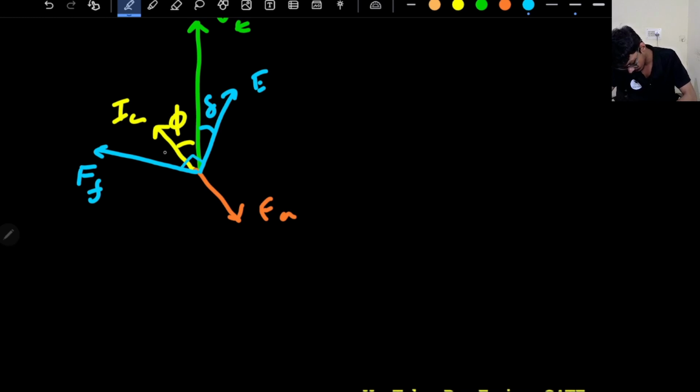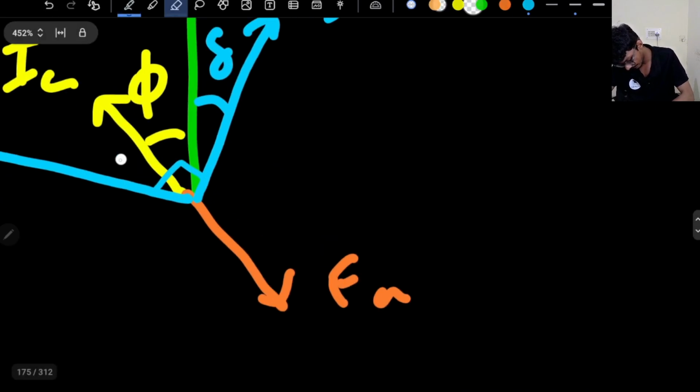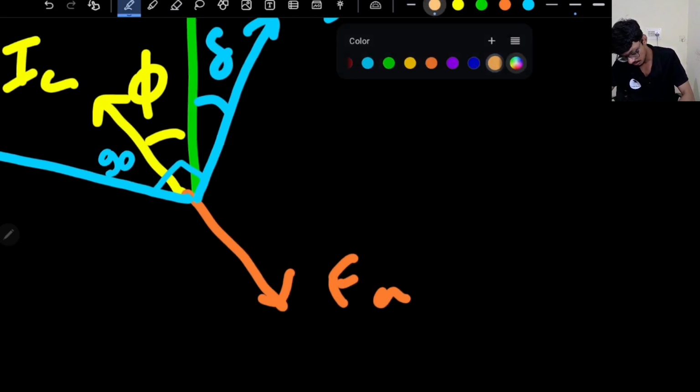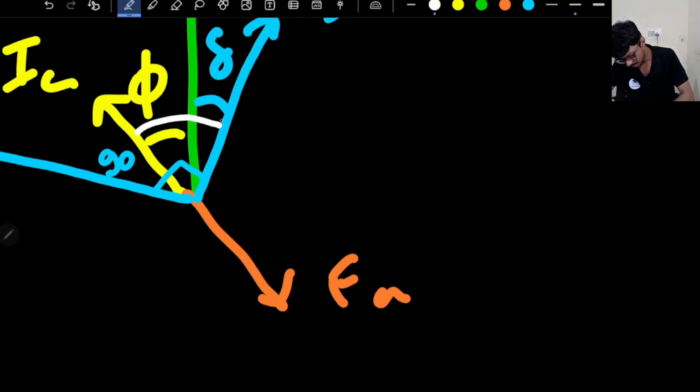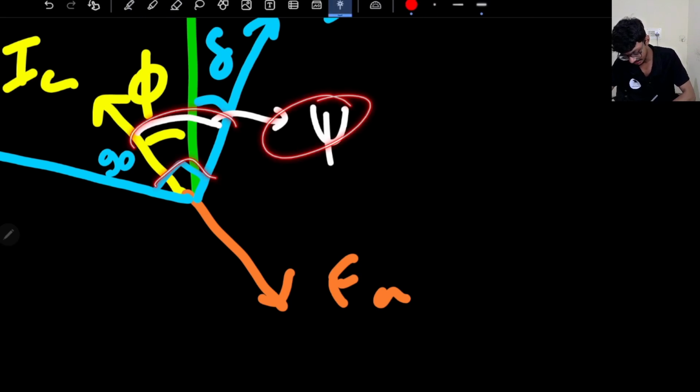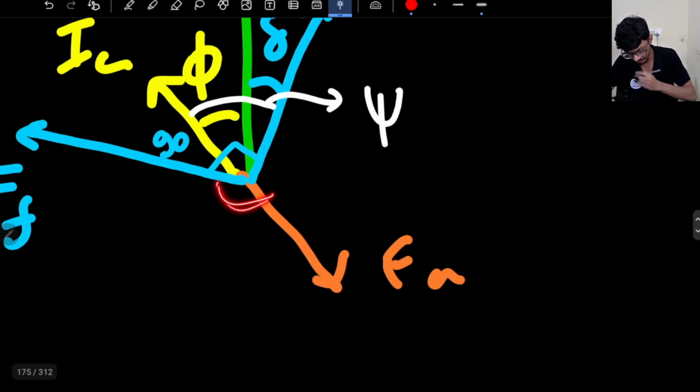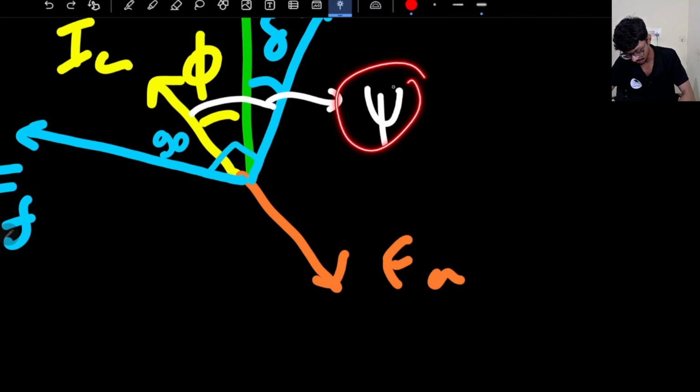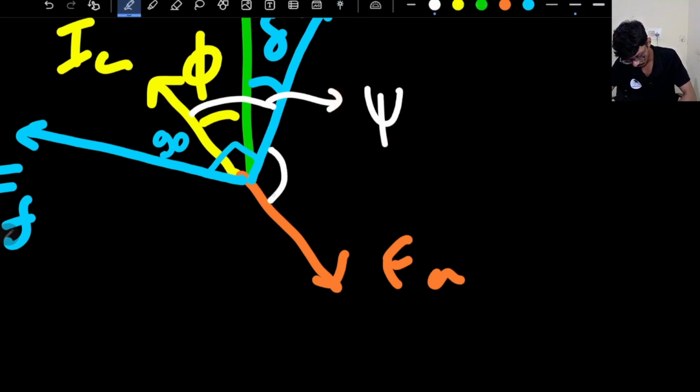Now this angle is 90, and this angle is xi. I have to find out this angle. What do I know? This whole angle is 180, it is a straight line. This much angle is xi, that is the internal power factor angle. So what will this angle be? This angle will be 180 minus xi.